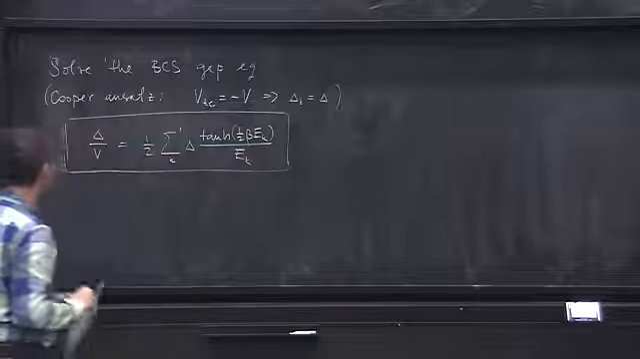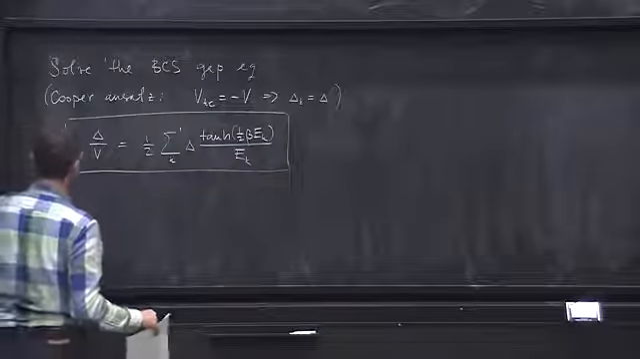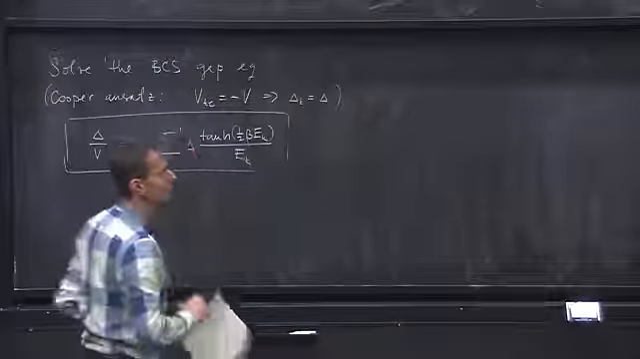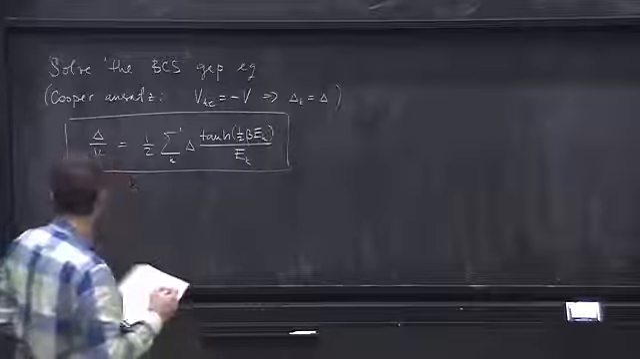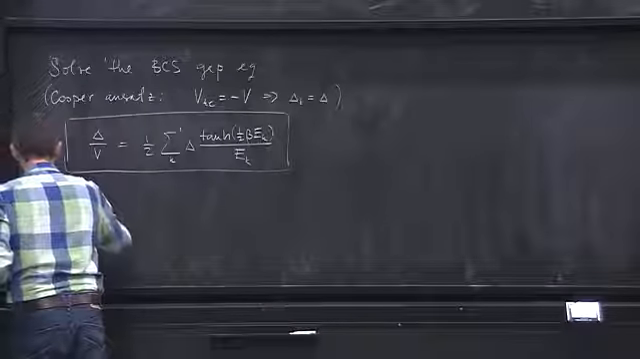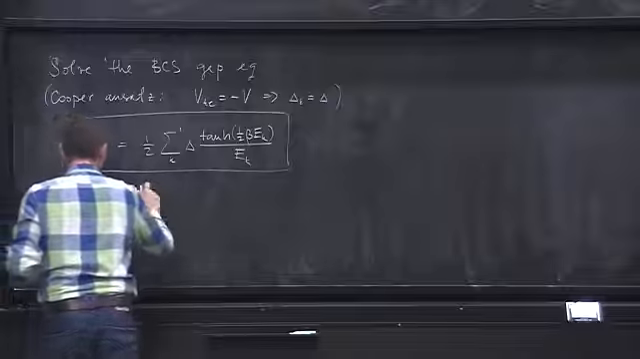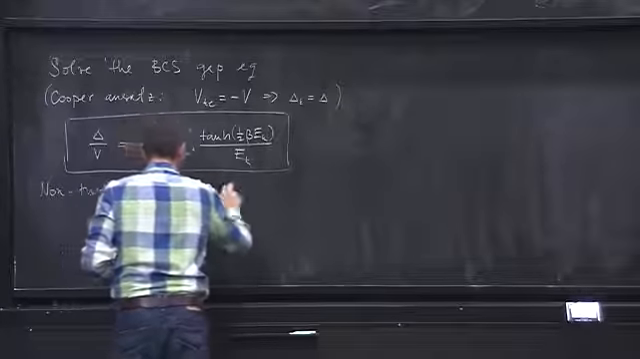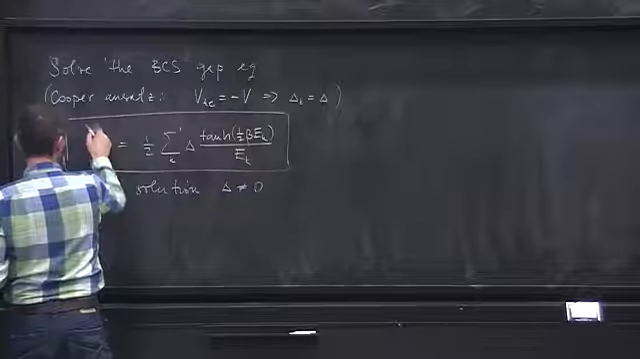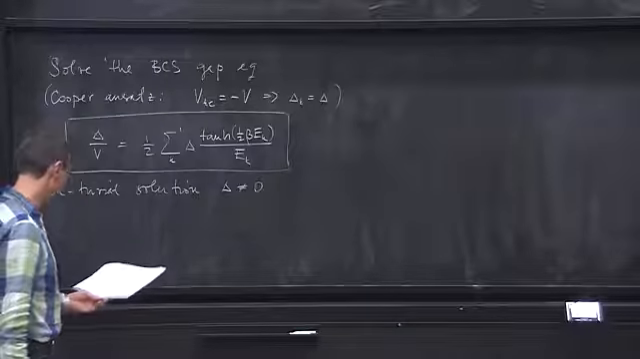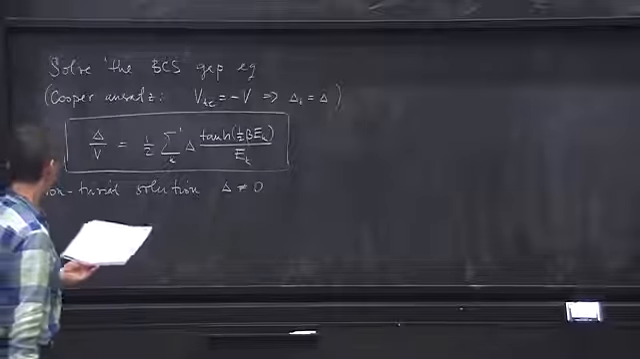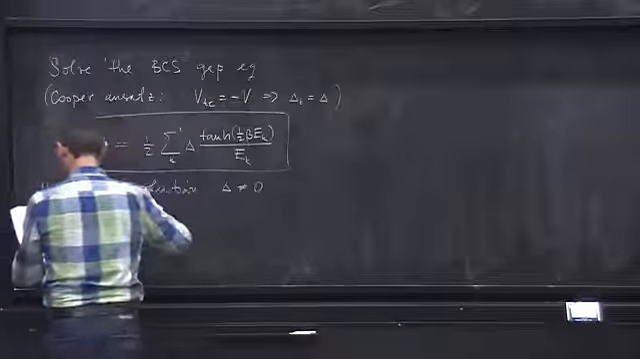So once again, as before, this equation has a trivial solution, delta is equal to 0. In that case, we just go back to the normal state. It's just a simple metal. What we're interested in is a non-trivial solution, namely that delta is non-zero. In that case, we can cancel it out from both sides, divide by it, and write the BCS equation in the following form.